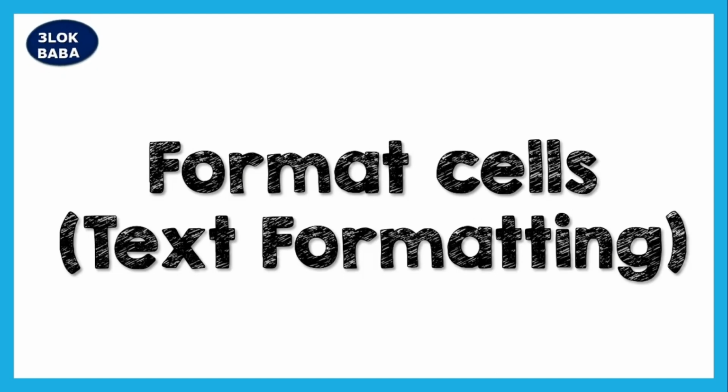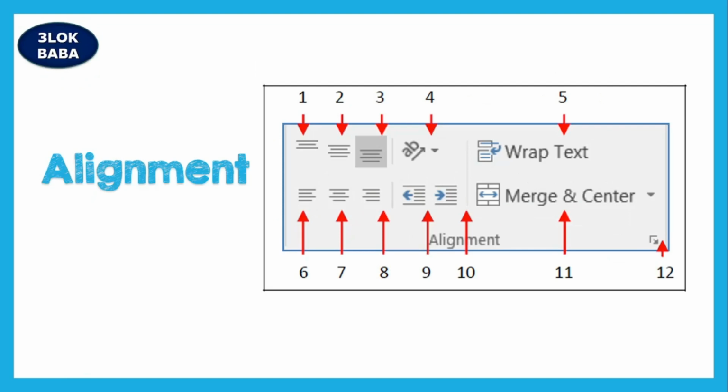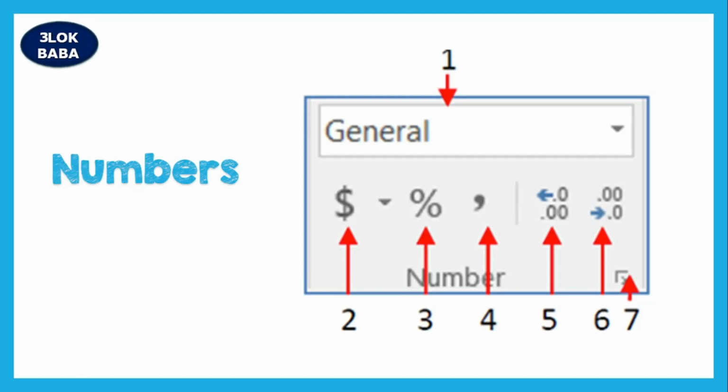Under format cells, we are going to discuss three things. One is the font. Under font, what are the different format options we have? The next one is alignment. Alignment is how you want to align your text in a cell. And the next one is numbers.